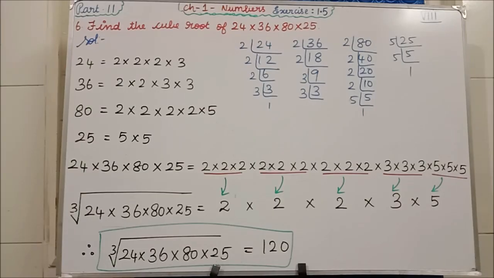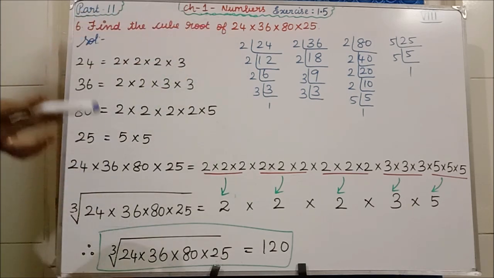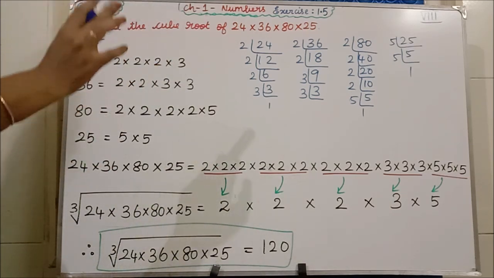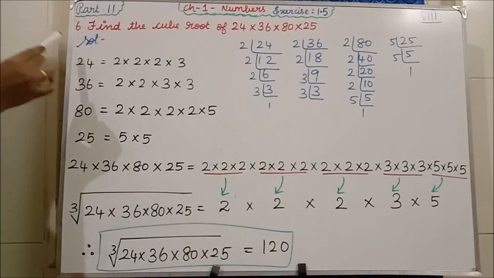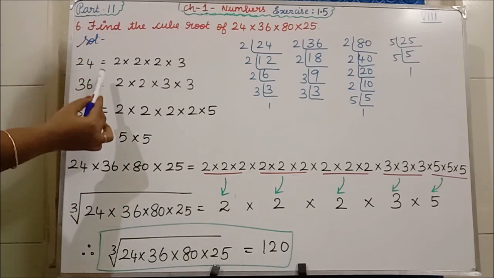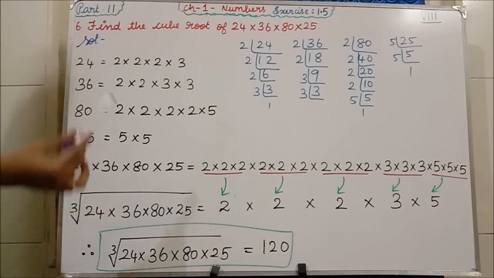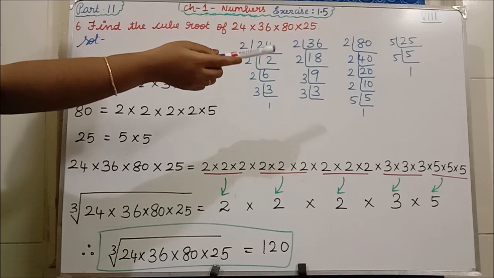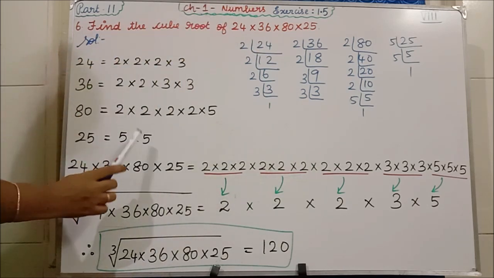Yes. Sixth question. Find the cube root of 24 into 36 into 80 into 25. We have to find the cube root of these numbers. First separately I am doing the 24 and finding the factors, and 36, 80, 25. Separately I am finding the factors. For 24 I am getting 2 into 2 into 2 into 3. For 36 I am getting 2 into 2 into 3 into 3. For 80 I am getting 2 into 2 into 2 into 2 into 5. Observe there. Now 25, 5 into 5.